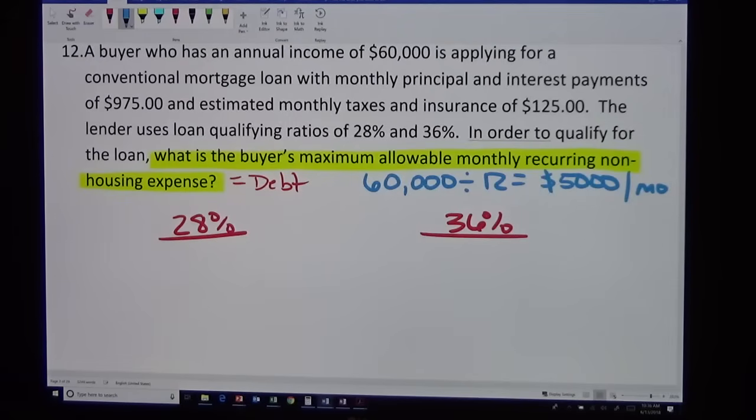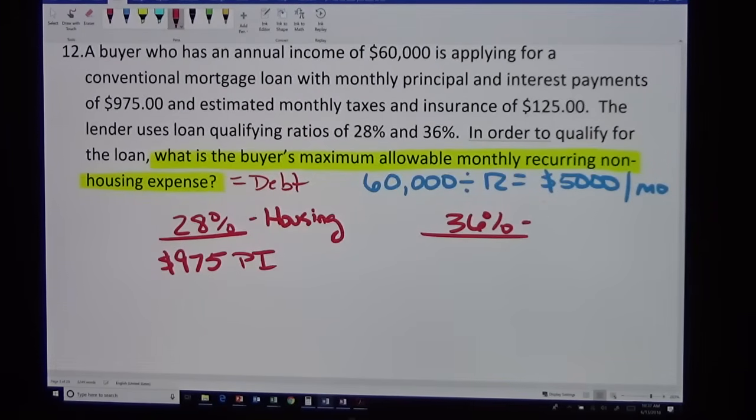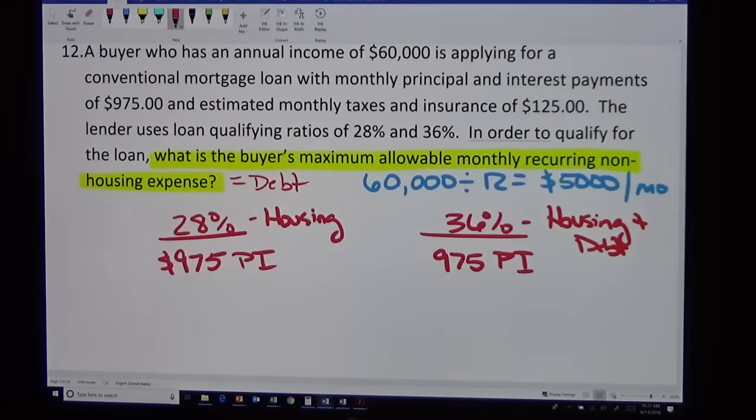Okay? So now when we start looking at this, we're going to start grouping these things. They want to qualify for a loan with monthly principal and interest payments of $975. So $975, because it's a housing expense, goes on both sides, because the 28% side is housing, the 36% side is housing plus debt. So housing's on both sides, so we got that $975 on both sides. So we've dealt with that.